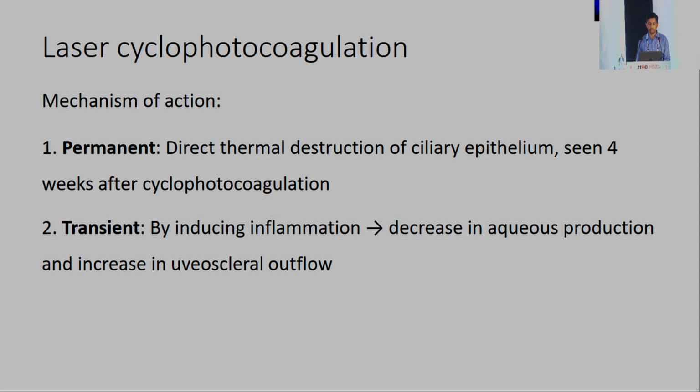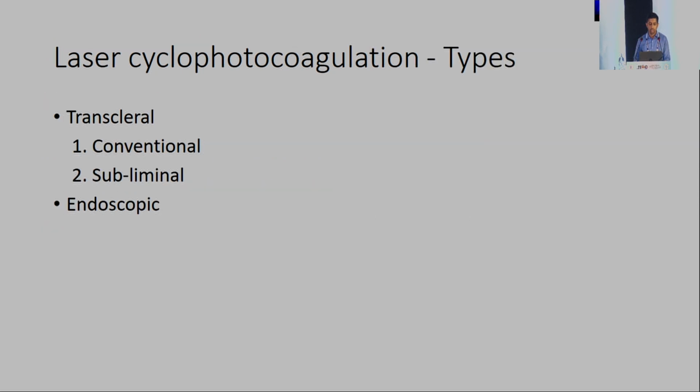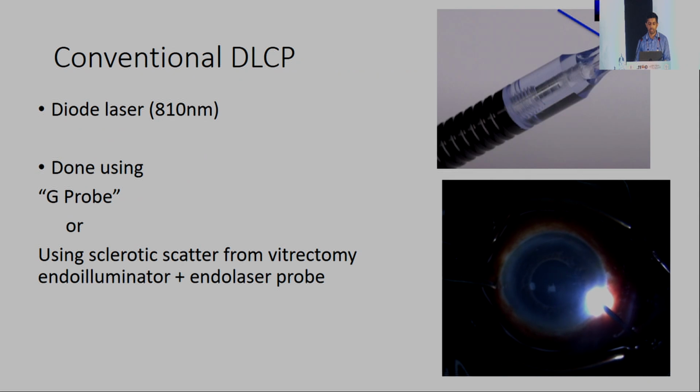Transient effect is seen immediately by inducing inflammation, with decreased aqueous production and increased uveoscleral outflow. Laser cyclophotocoagulation is of 2 types, transscleral and endoscopic. Transscleral is again of 2 types, conventional and subliminal. First, we'll see about conventional DLCP.